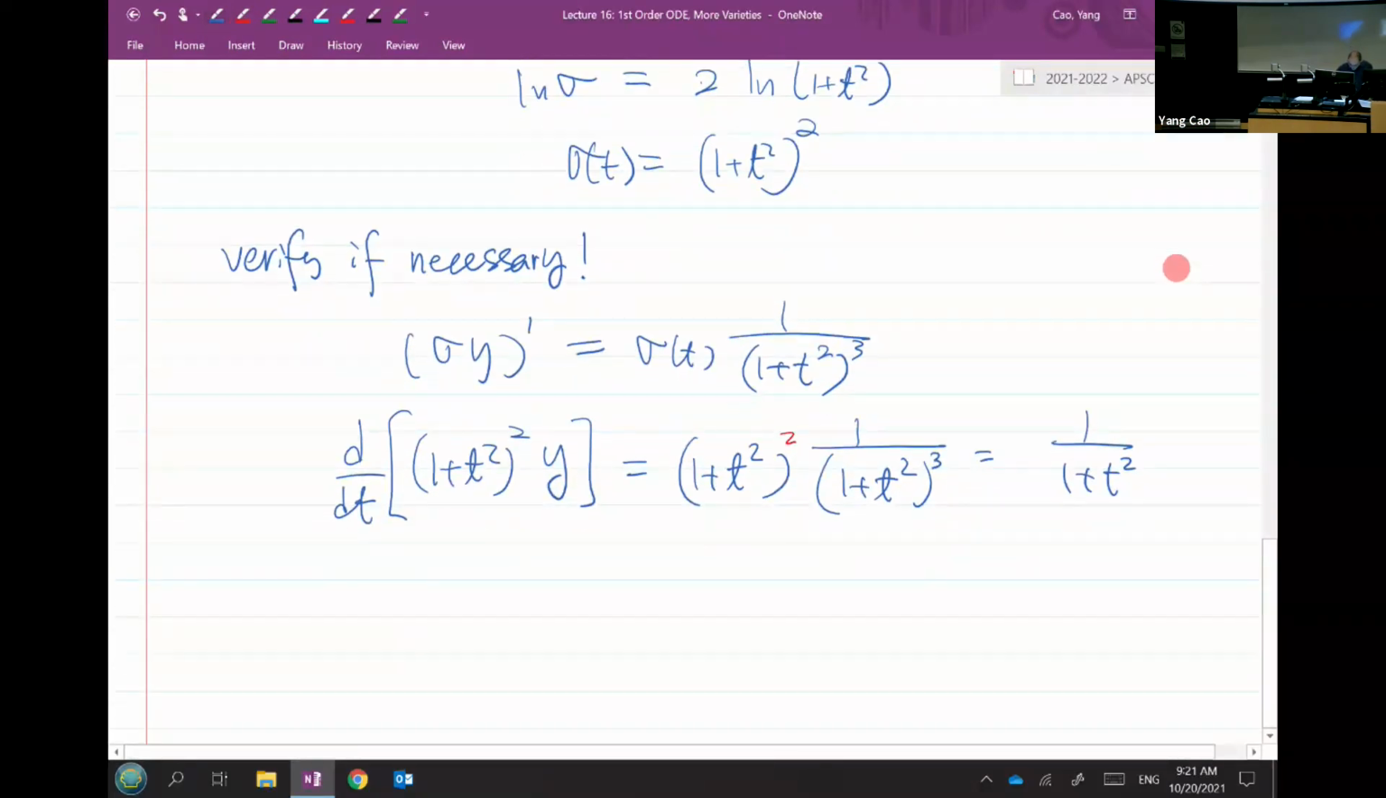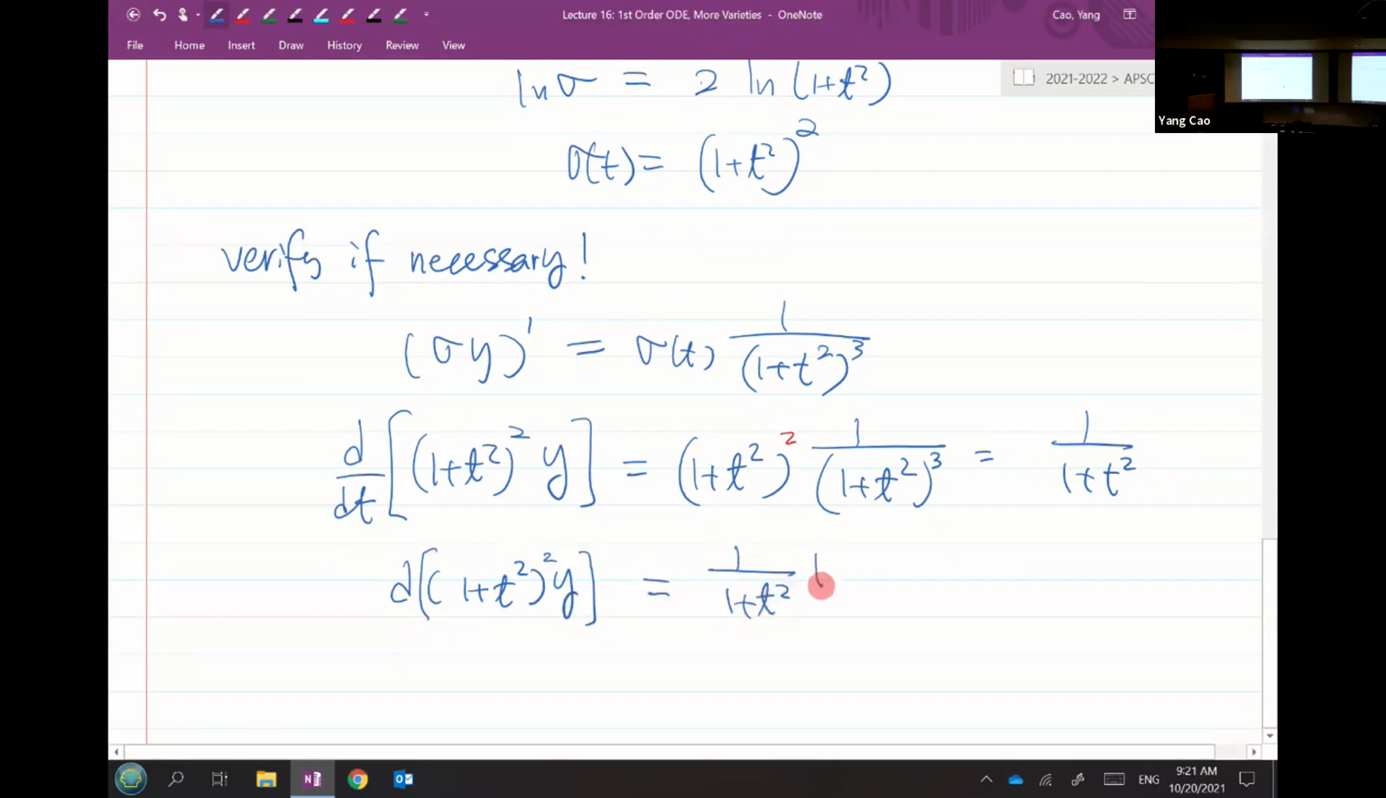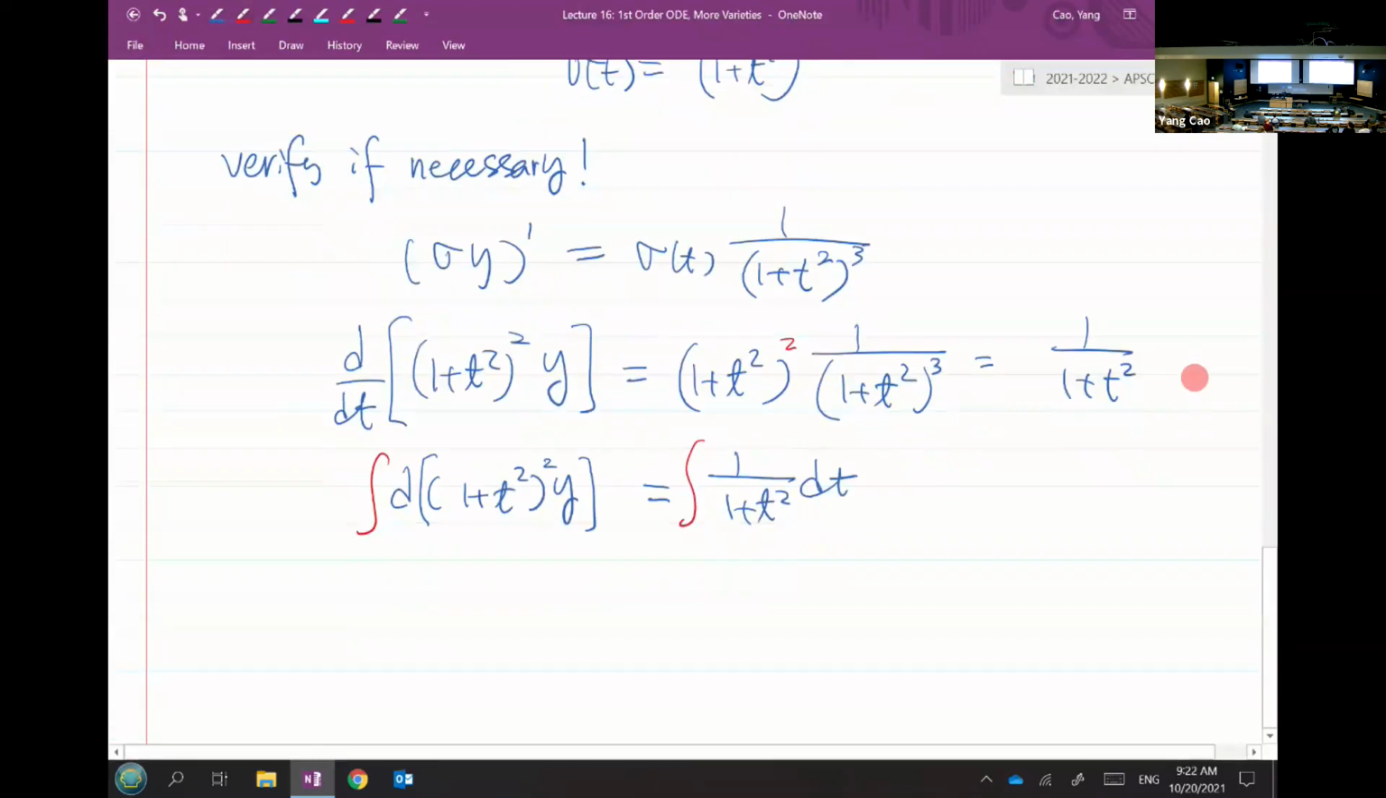Okay. You multiply the dt to the right side. So you get d(1 plus t squared times y squared) equal to 1 over 1 plus t squared dt. And now you integrate both sides. An integration of d of anything, d of whatever inside the bracket, will give you back, that's basically the antiderivative, so it will give you back this term inside the bracket.